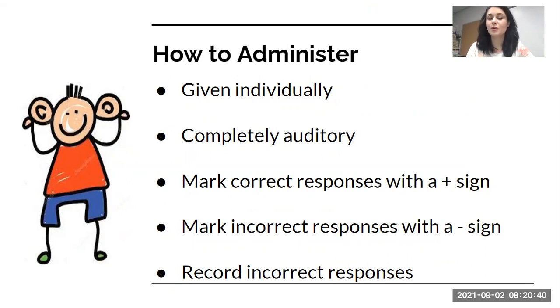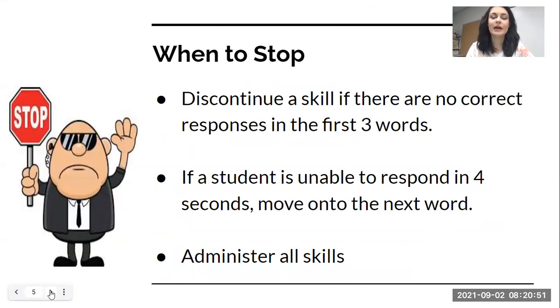You're going to mark each correct response with a plus sign and incorrect responses with a minus sign. And you do want to record what they say for an incorrect response, like I said before. Now, for when to stop the assessment. As you're giving each skill in each box, like we just looked at the onset sounds, you want to discontinue a skill if there are no correct responses in the first 3 words. So we don't want to frustrate the student by continuing that skill if they do not understand. So as you can see within the first 3 words that they don't understand, you might say, let's try something else, and then go to the next skill.